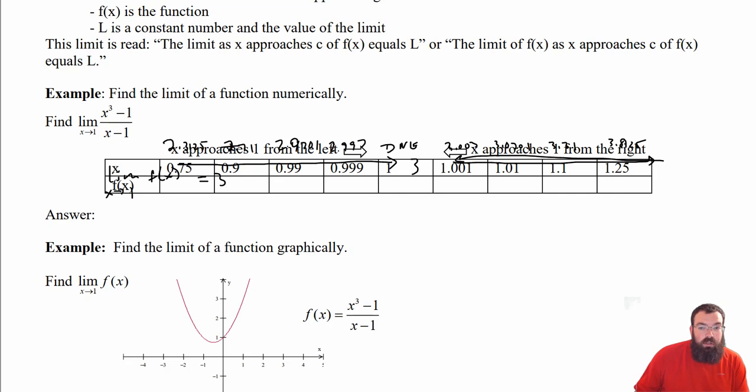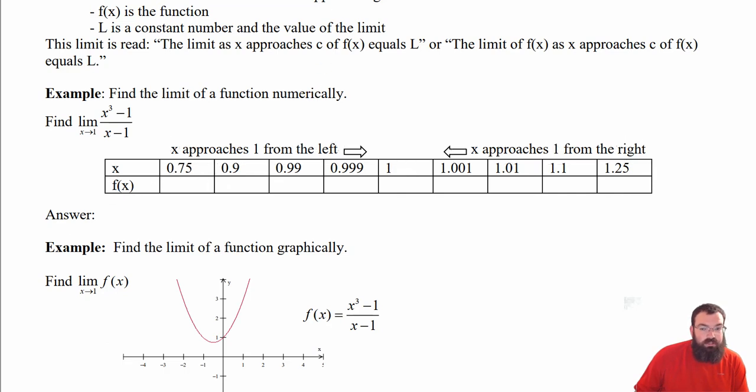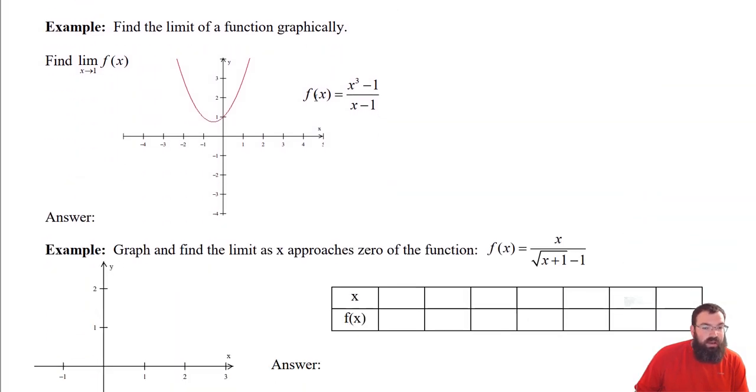Now, what I can do is find the limit of a function graphically. So it's the same function. This is just the graph of it. And I'm trying to go to 1 here. So 1 is going to be up in here. And I can see that I'm going up and I'm coming down. So that is why it arrives at that.